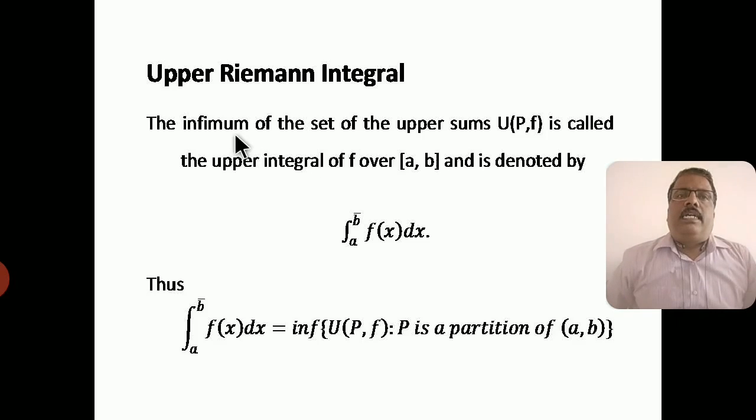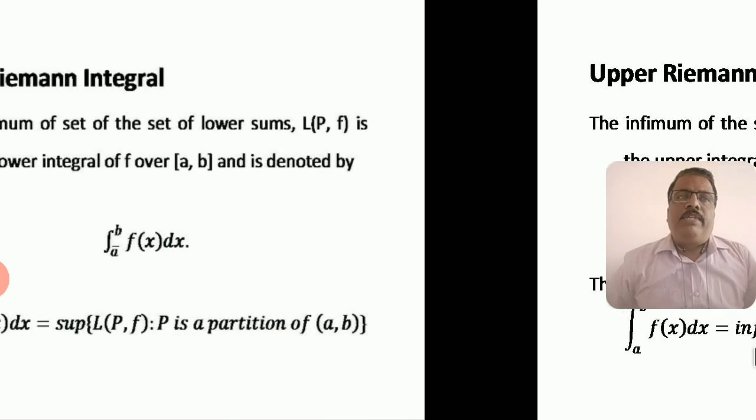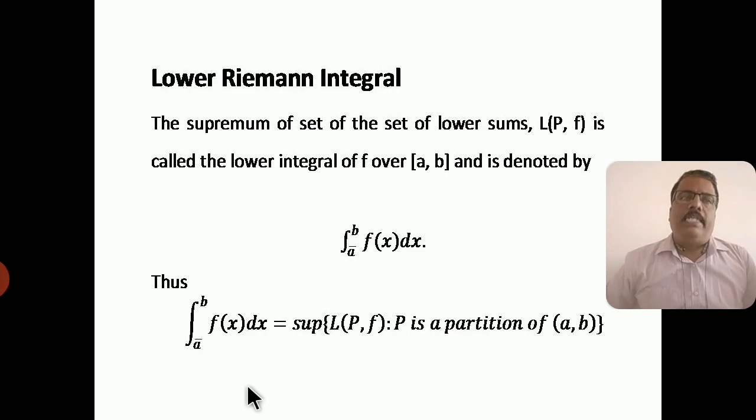So the upper Riemann integral means it is the greatest lower bound of all the upper sums, and it is denoted by integral from a to b bar f(x) dx. Therefore, thus the upper Riemann integral from a to b bar f(x) dx is equal to the infimum of the upper sums U(P,f), where P is a partition of [a,b]. Okay. Similarly, we define the lower Riemann integral.